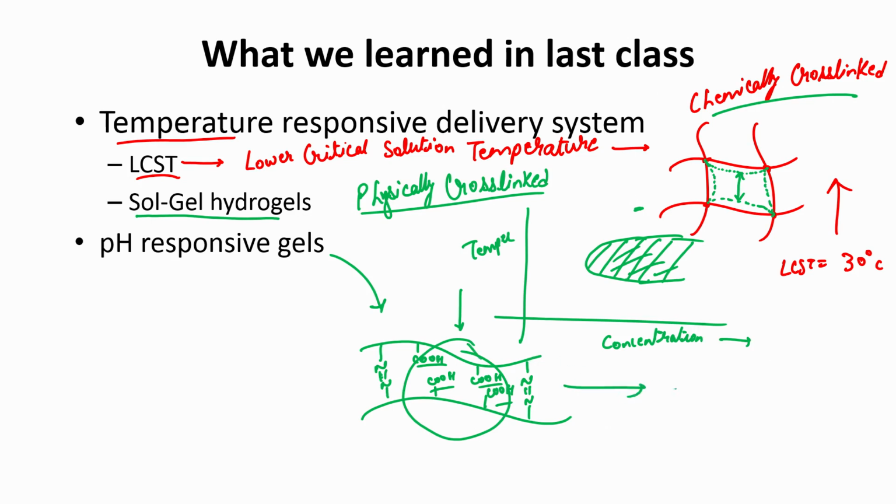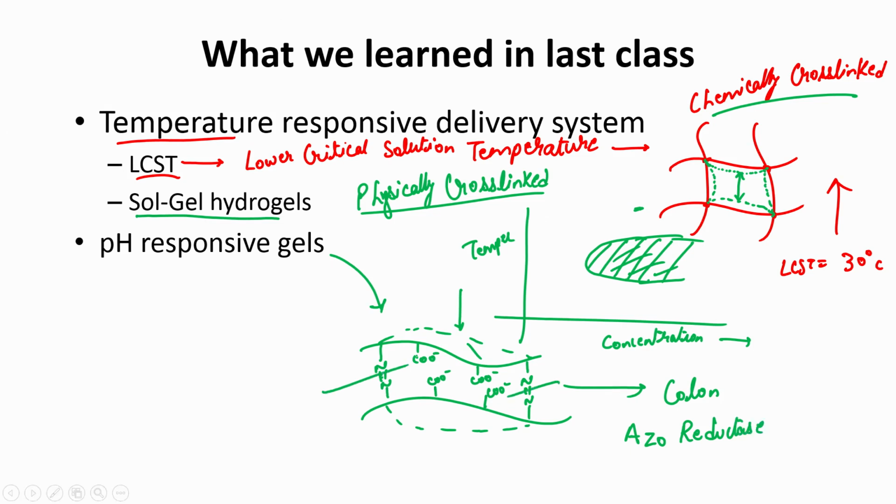As they go to a higher pH in the colon, all of these will become charged. As a result, they will start to electrostatically repel each other and the pore size will increase. Not only that, there is a lot of microbiota in our colon which produces azoreductase as an enzyme, and that is going to cleave these bonds. So, eventually you will have your drug release in the colon instead of your stomach or intestine.